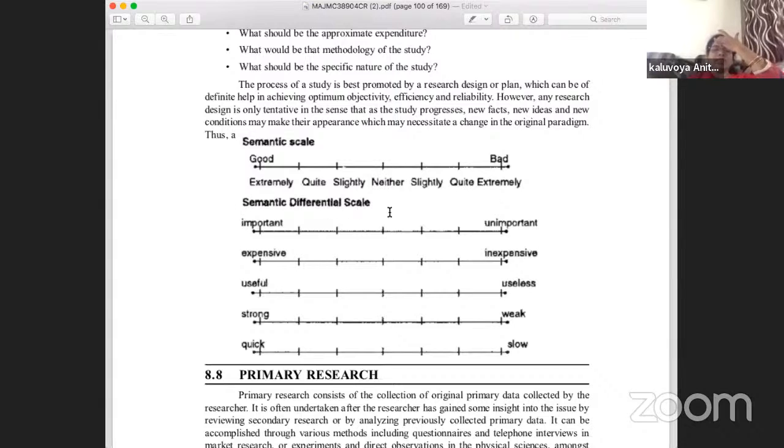Other semantic differential scales talk about important, unimportant, expensive, inexpensive, useful, useless, strong, weak, quick, and slow. In between, there won't be anything. Either they will be choosing this or that. So it is like an attitudinal test that you will mostly look at. Am I clear with this? I hope you understood what I'm trying to tell.